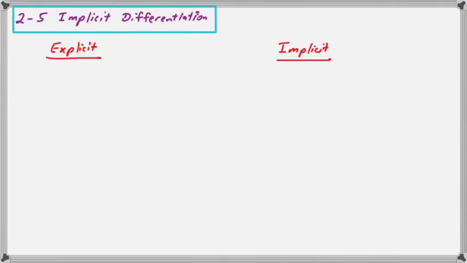Section 2.5 in the calculus textbooks deals with implicit differentiation. Explicit is when it is explicitly solved for y. Implicit is when it is not explicitly solved for y. Let's start with this one: y equals the square root of 4 minus x squared.